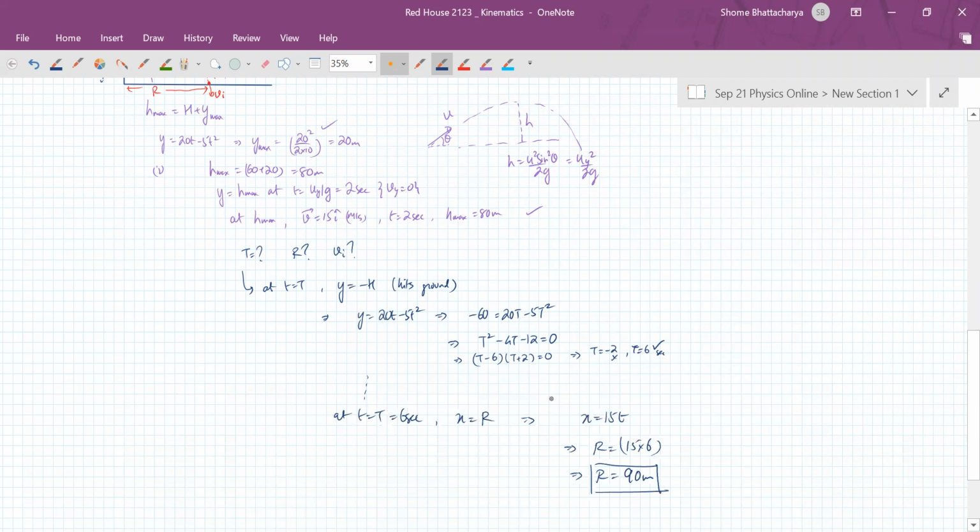And also at this point of time, the x component of velocity will be u cos theta, which we saw was 15, but the y component of velocity is u sin theta minus gt, which here will be 20 minus 10 into 6. So that will be minus 40. So that's how the impact velocity, when you calculate, will come out to be 15 i cap minus 40 j cap in meters per second.